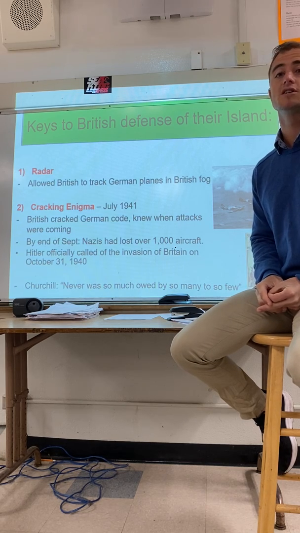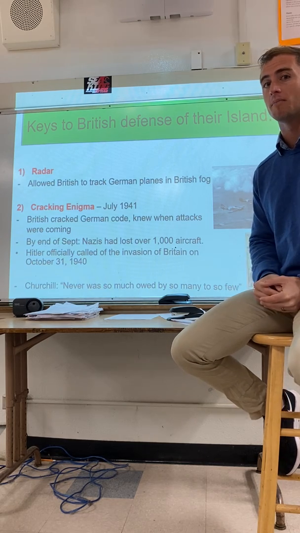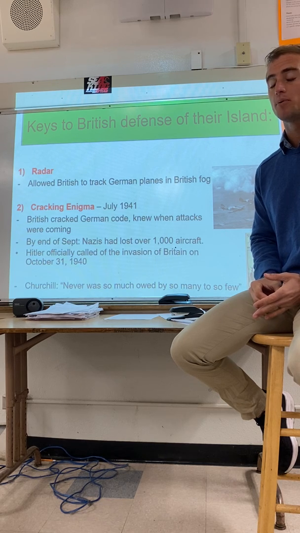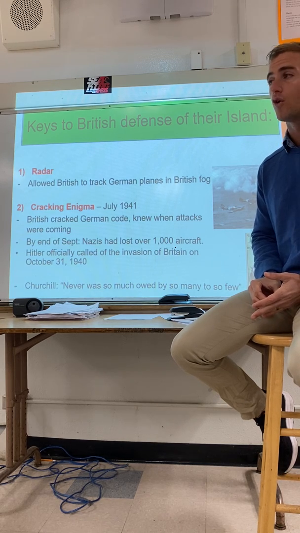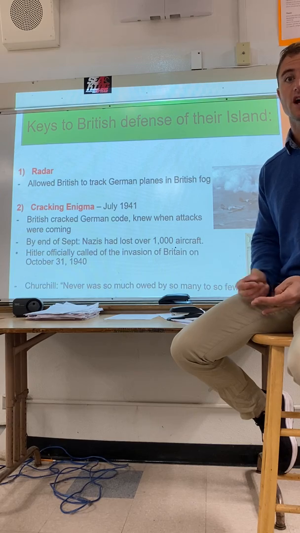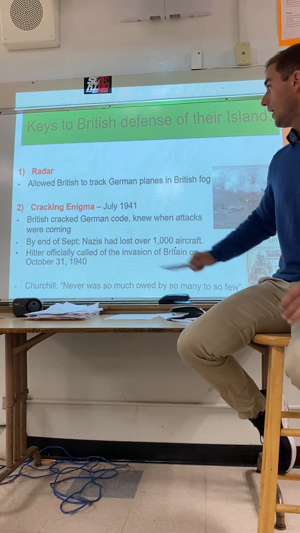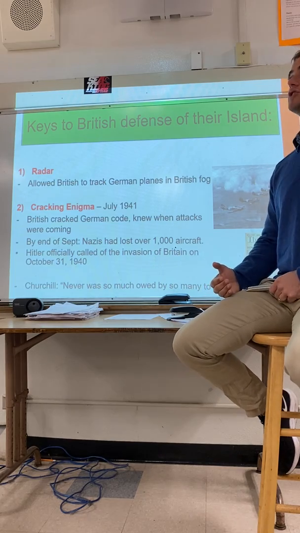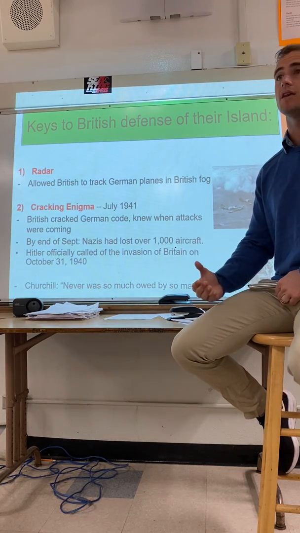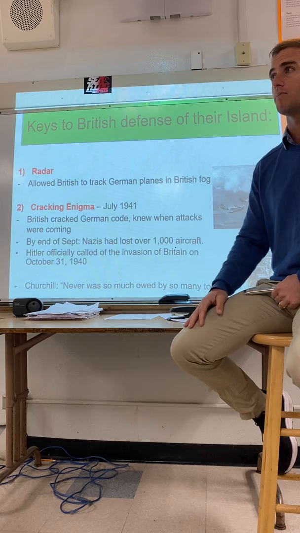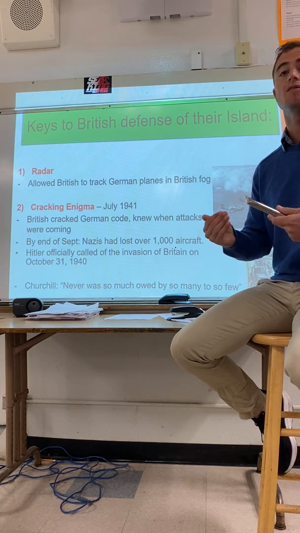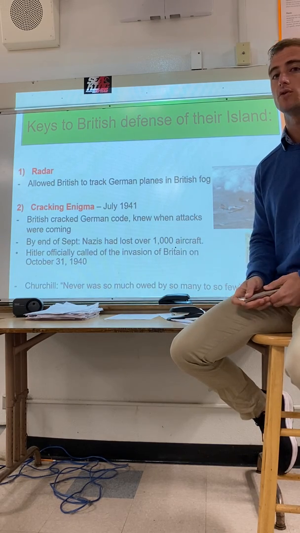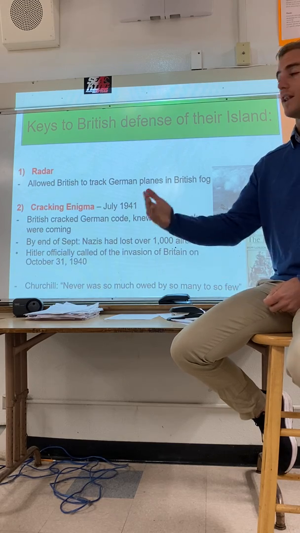The German code was considered unbreakable. It's called Enigma. And the British employed a top secret force of code breakers to try and break this code. And they do in July of 1941. And when they did so, every time the Nazis sent out a message, a military command, the British would be able to intercept it and decode it and know exactly what they were doing. And this allowed them to know when attacks were coming.